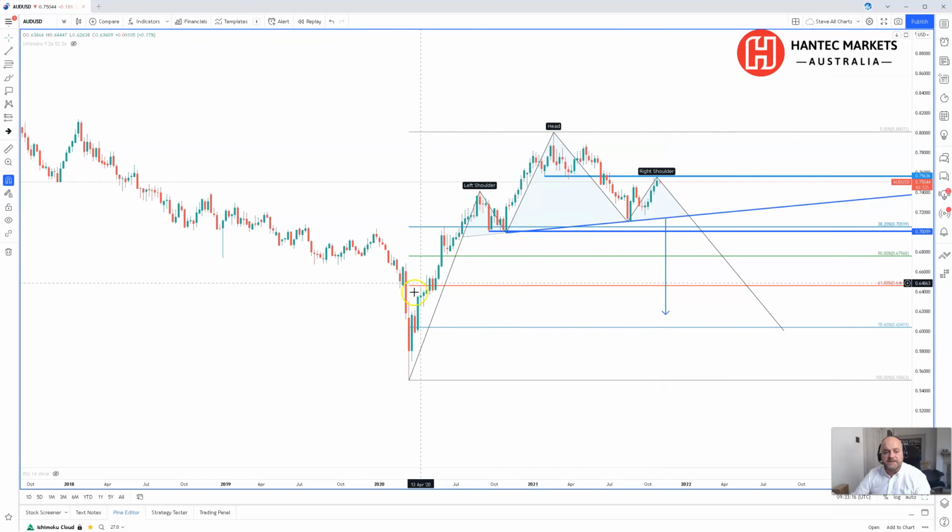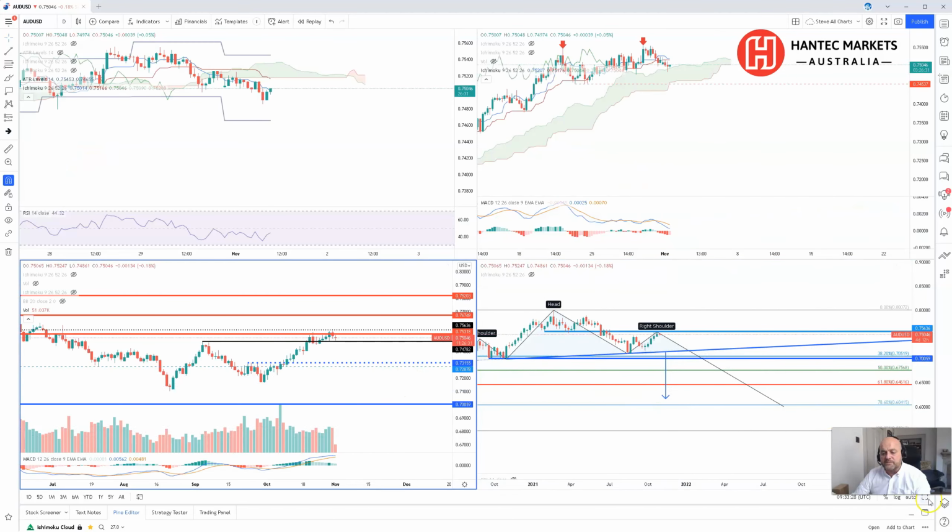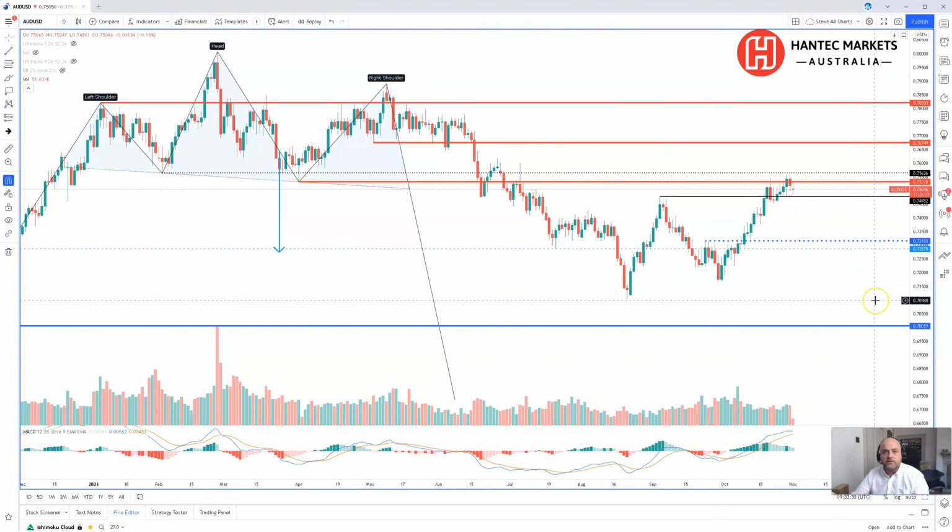So this is the formation which I can see on the weekly time frame that I really think would offer good value if we do get that confirmation and it playing out. So is there anything else on the other time frames which marry up with this overall longer term picture?